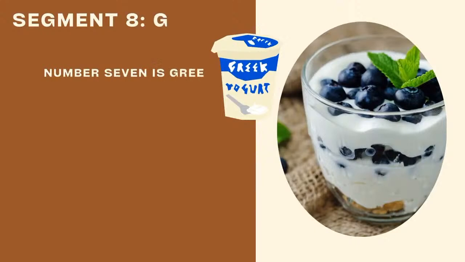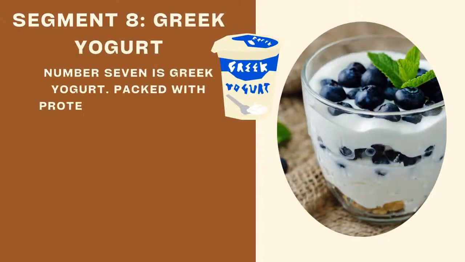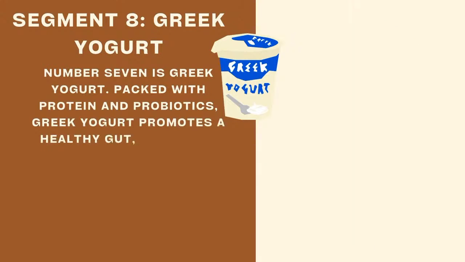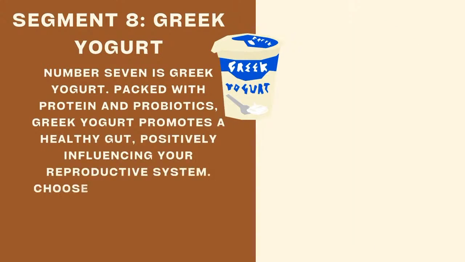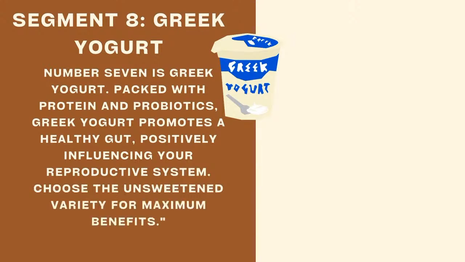Greek yogurt. Number 7 is Greek yogurt. Packed with protein and probiotics, Greek yogurt promotes a healthy gut, positively influencing your reproductive system. Choose the unsweetened variety for maximum benefits.